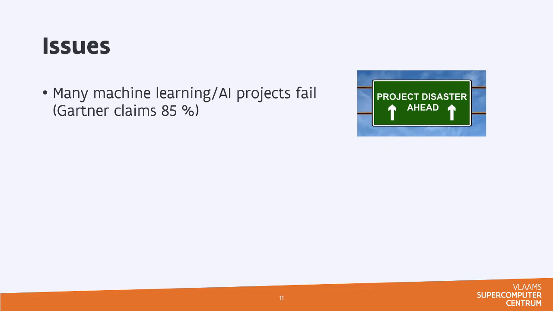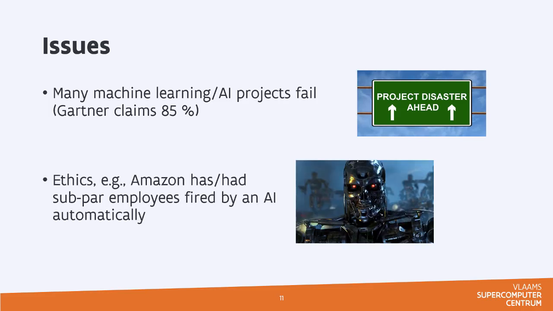Of course, machine learning and AI have their issues. One of the major issues from our point of view is that many machine learning projects or AI projects actually fail. Gartner claims that that would be 85%. We'll discuss why that actually is the case.